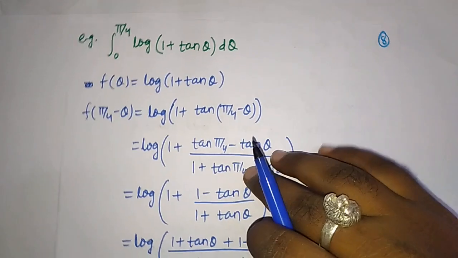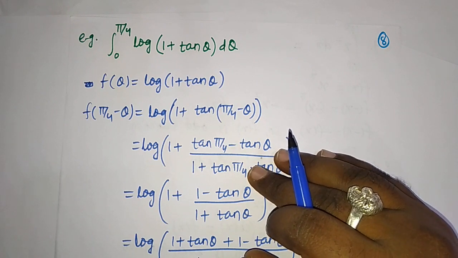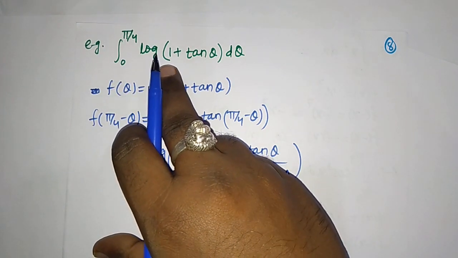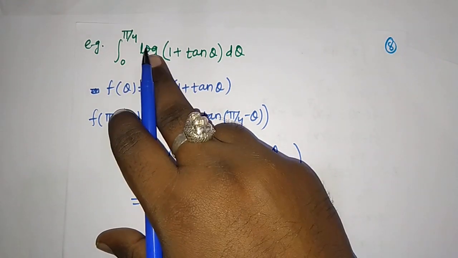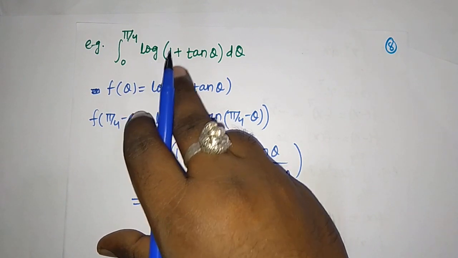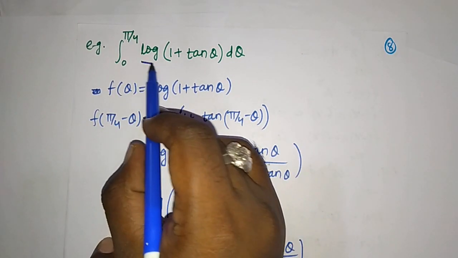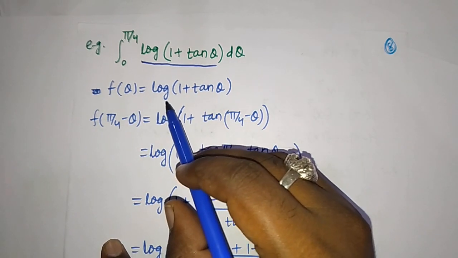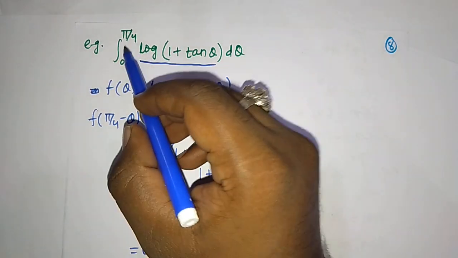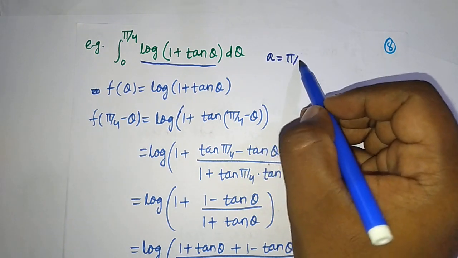Now we will discuss one more example on the same property. See here the question is given, we have to integrate log 1 plus tan theta from 0 to pi by 4. Here the function is given in the form of theta, so f of theta is equal to log 1 plus tan theta. Here the upper limit is pi by 4, so that means a equal to pi by 4.